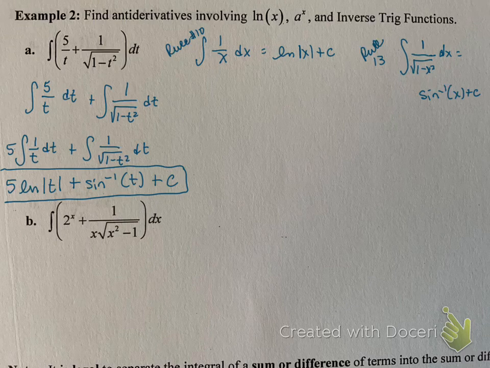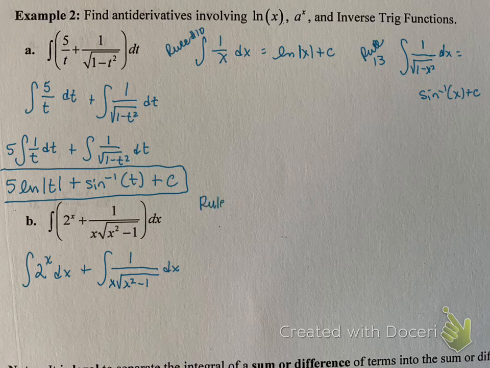In part B, we also have a similar situation where we haven't used any of the rules, because we're supposed to integrate 2 raised to the x power plus 1 over x times the square root of x squared minus 1. So I'm going to integrate 2 to the x dx plus the integration of 1 over x times the square root of x squared minus 1 dx. All right, so I need to find some rules that match up with this. So once again, I'm looking on page 2.